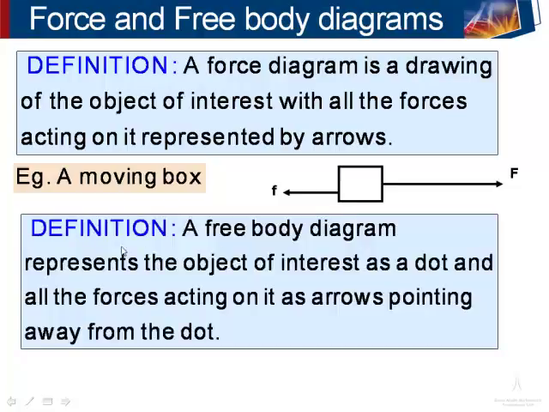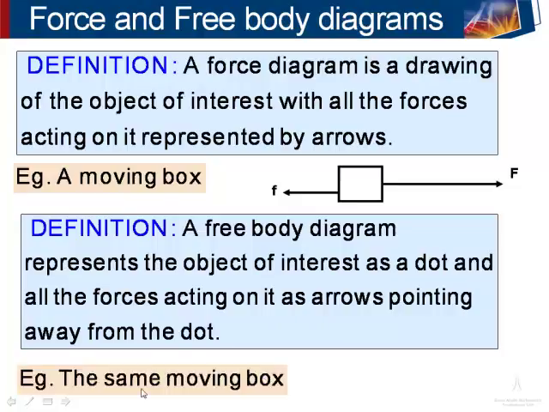The definition of a free body diagram represents the object of interest as a dot, and all the forces acting on it as arrows pointing away from the dot. Example, the same moving box represented by the dot, and there's the applied force with a capital F and the frictional force in the opposite direction.